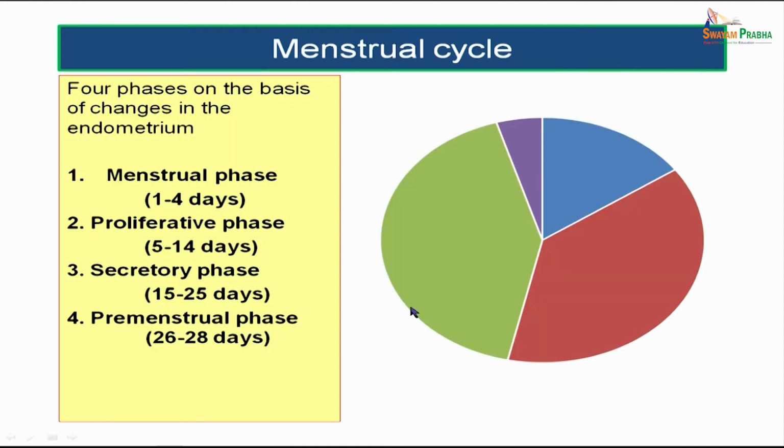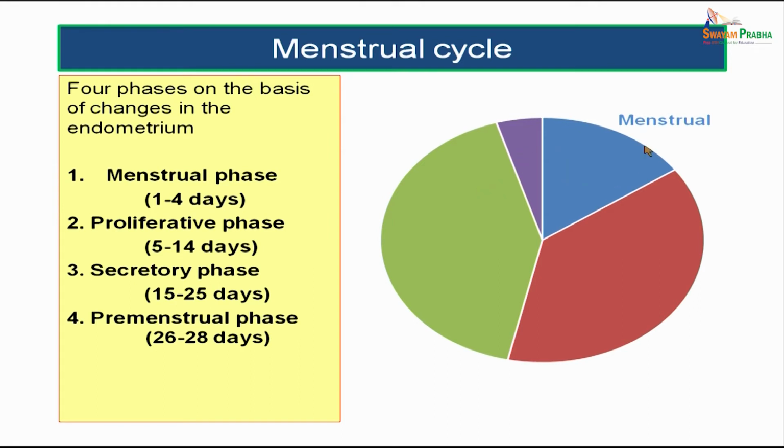Now, just a few words about the menstrual cycle. There are 4 phases based on the changes happening in the endometrium. The first phase is known as the menstrual phase. It starts from day 1 to day 4. The next phase is the proliferative phase, from day 5 to day 14. The next phase is the secretory phase, which starts from the 15th day till the 25th day, and the last one is the premenstrual phase, just before the menstrual phase, about 26 to 28 days.